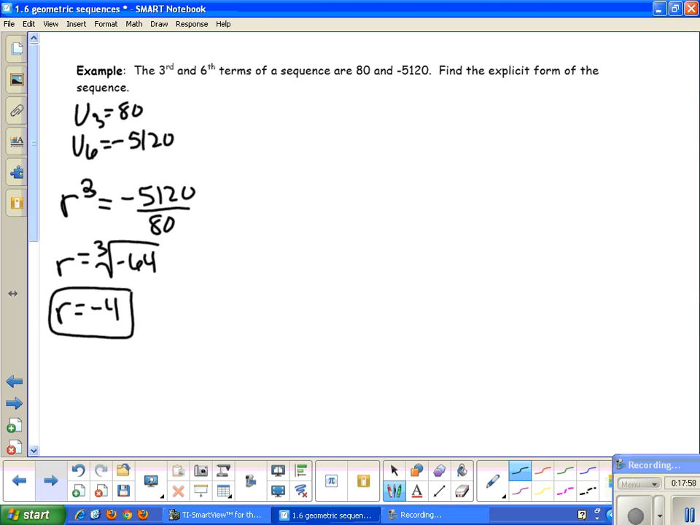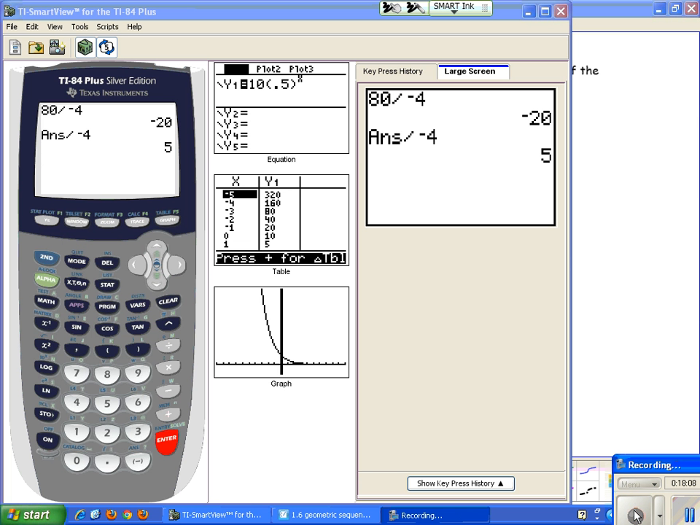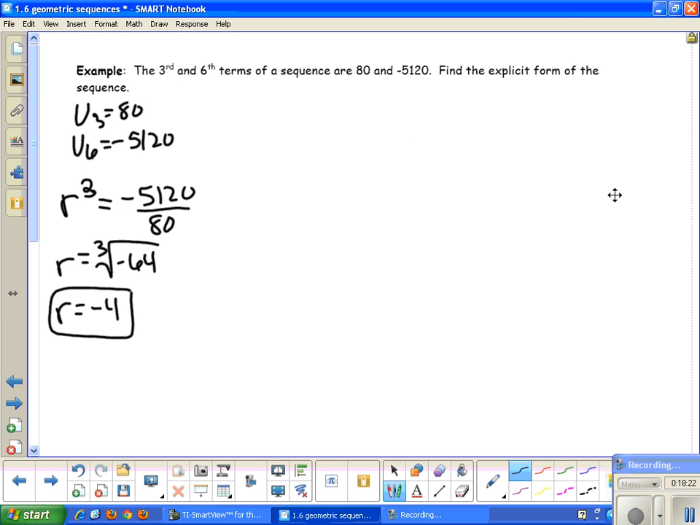So now that I have that, I can find my first term. So I can find my first term by dividing 80 by -4 twice, and that would give me my first term. So just to show you the one way, if I did 80 divided by -4, I get -20. And since I divided once, I know this is my second term, so divided by -4 again, and that gives me my first term. So I know my first term is going to be 5. Or you can use your formula in order to figure it out.